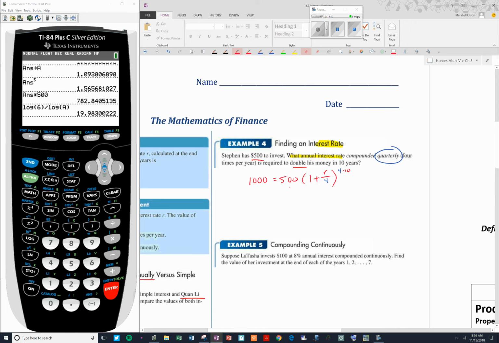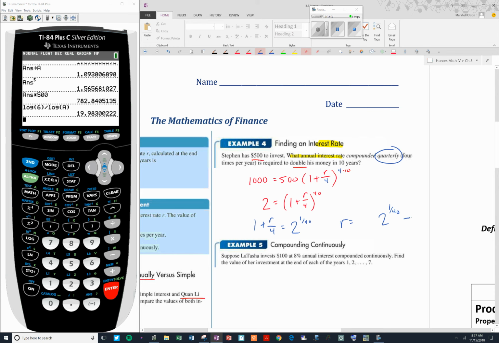So what I want to do here is divide by that 500. We get 2 equals 1 plus R over 4 to the 40th. To get rid of this, we need to take the 40th root of both sides, or in other words, take both sides to the 1/40th. So 1 plus R over 4 is going to equal 2 to the 1/40th. If you want to write that as the 40th root of 2, you can, but on your calculator, the easiest way is to take 2 to the 1/40th. Then we subtract that 1, and multiply by 4 finally. So R is going to equal that 2 to the 1/40th.